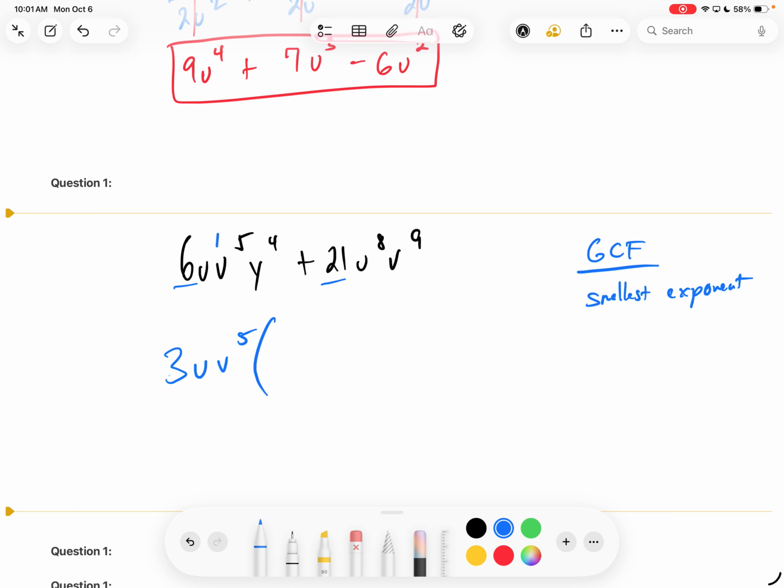So I do 6 divided by 3 is 2. I take away one of these U's. There's only one there, so it goes away. I take away 5 of V's, so they go away.